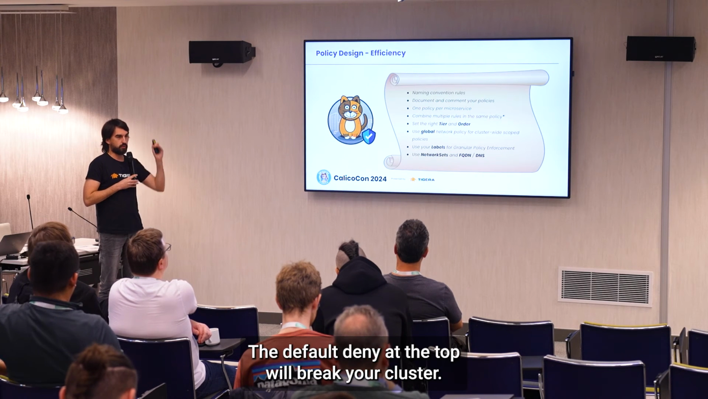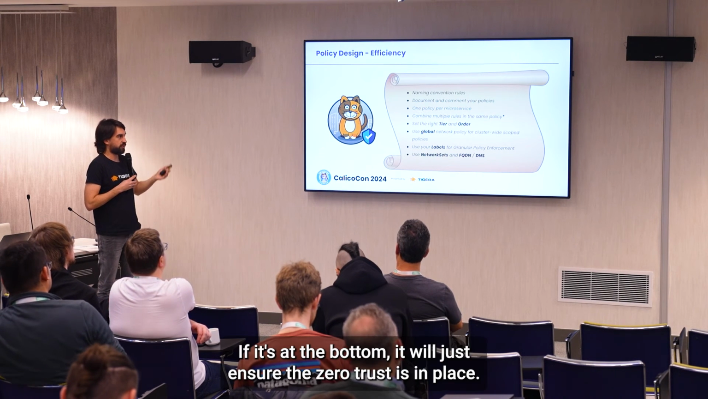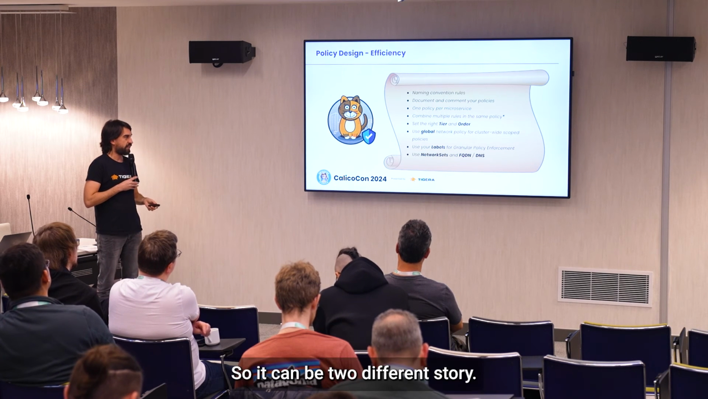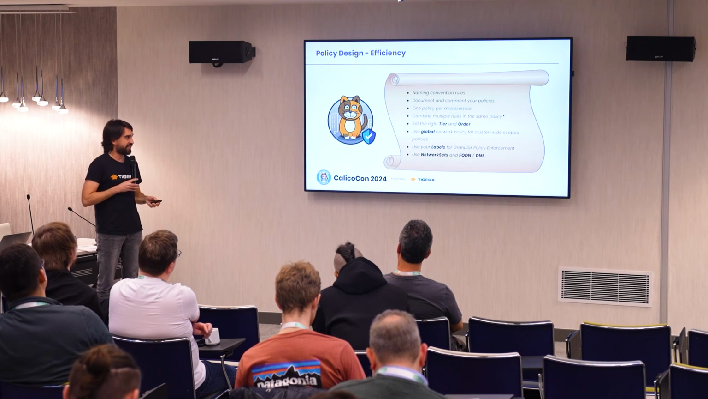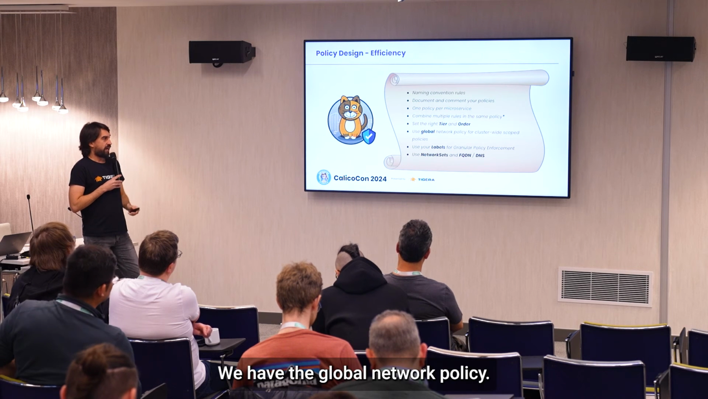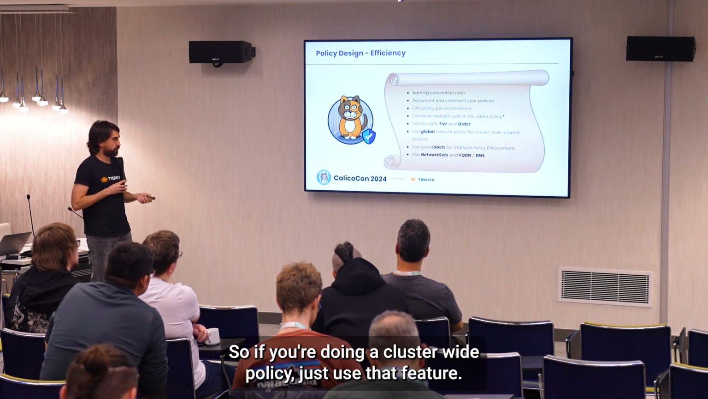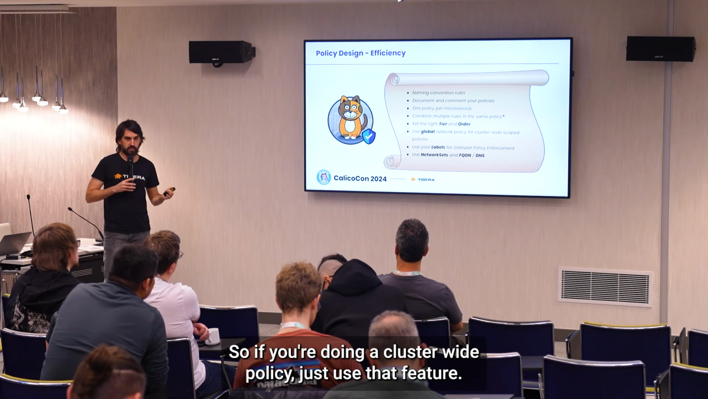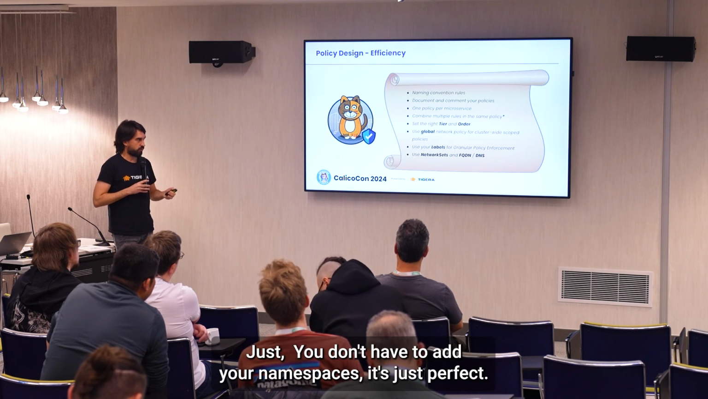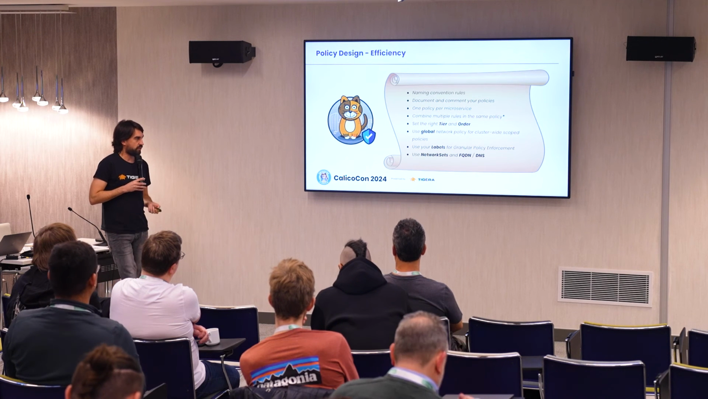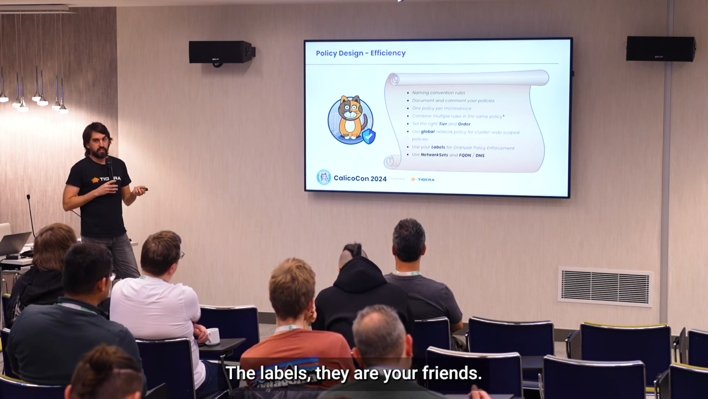The default deny at the top will break your cluster. If it's at the bottom, it will just ensure the zero trust is in place. So it can be two different stories. We have the global network policy, so you have to use it. If you're doing a cluster-wide policy, just use that feature. You don't have to add your namespaces. It's just perfect.